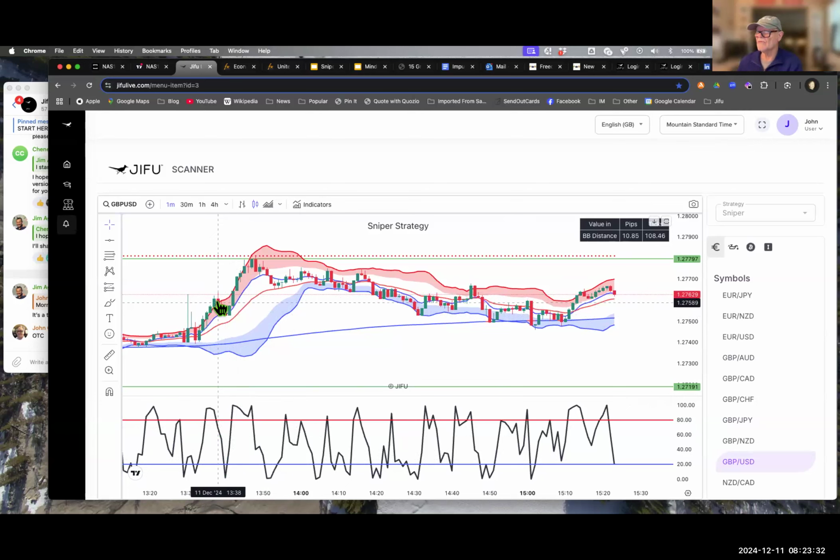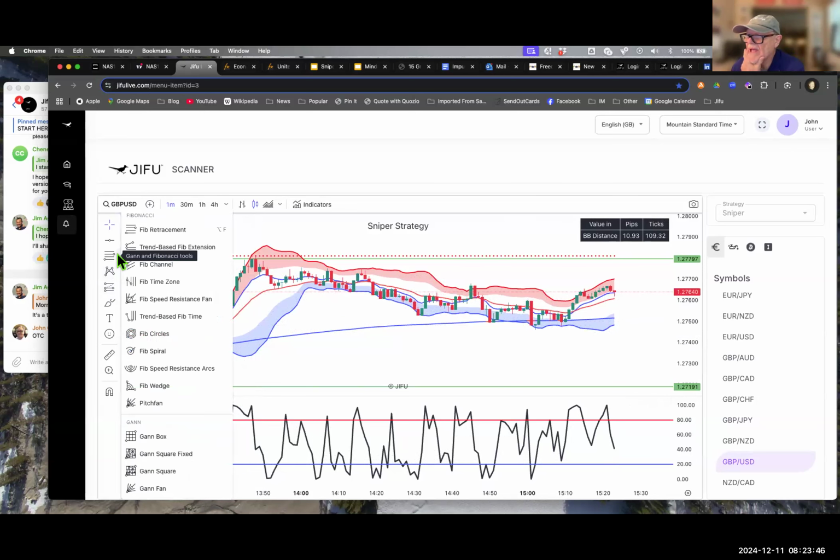That's not a bad thing, but you also got to remember we didn't break this blue line and we certainly didn't break the red line. We barely went into the white area here. So this really isn't enough of a pullback for us to worry about.